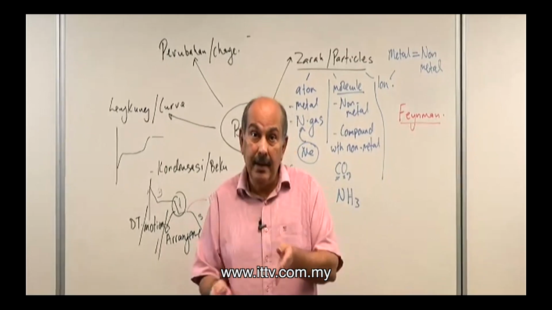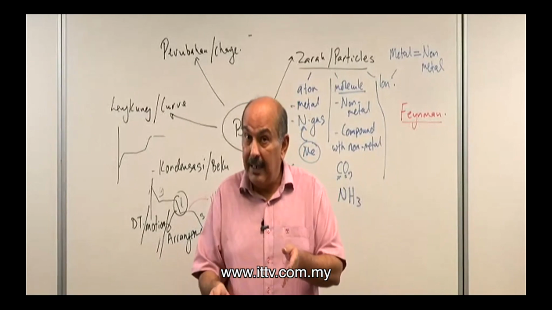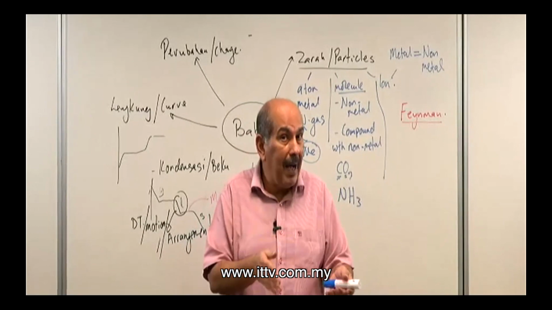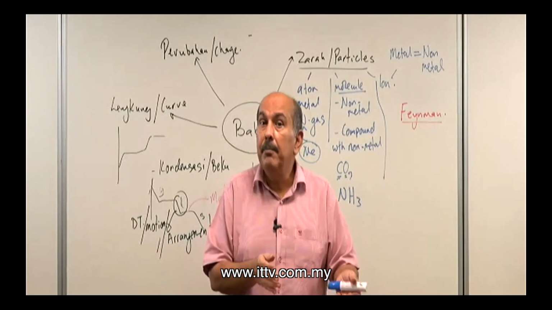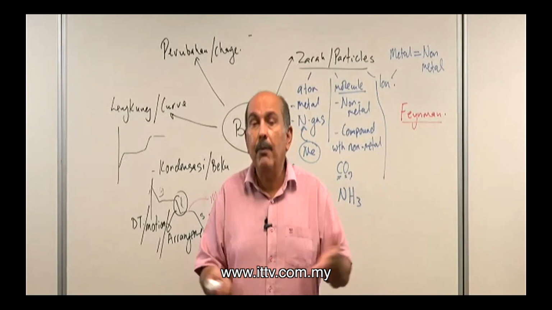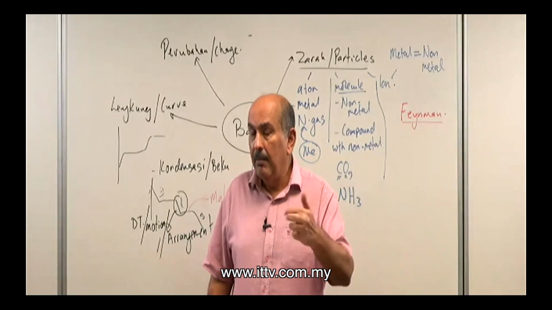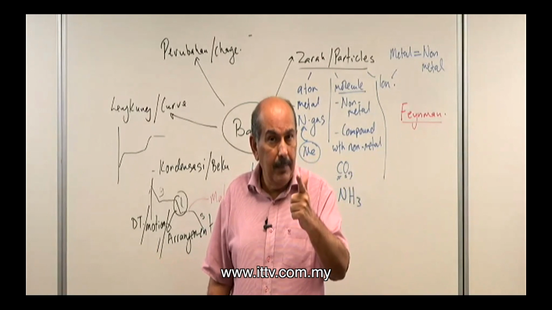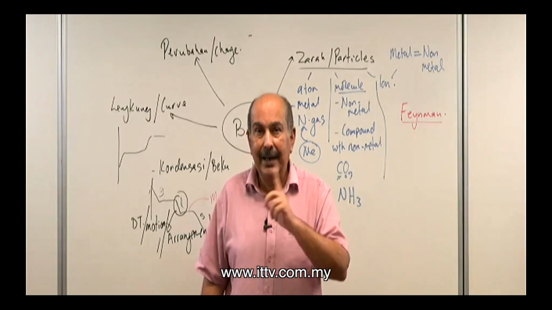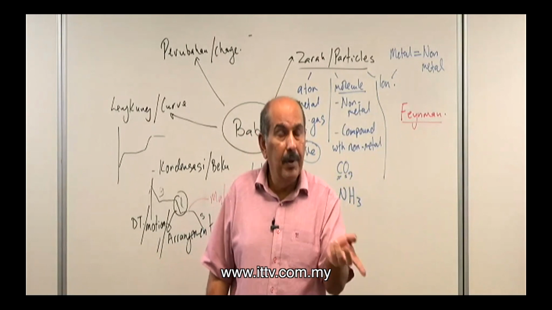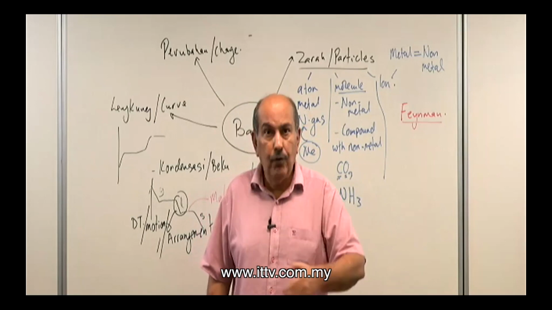Atoms, metal, noble gas. Molecules, non-metal elements or compounds containing non-metals. Ions, metal and non-metal. Now in BM. Atom, logam, gas nadir. Molekul, bukan logam, dan sebatian yang mengandungi bukan logam. Ion, bila logam bergabung dengan bukan logam. Like that. So you practice it.